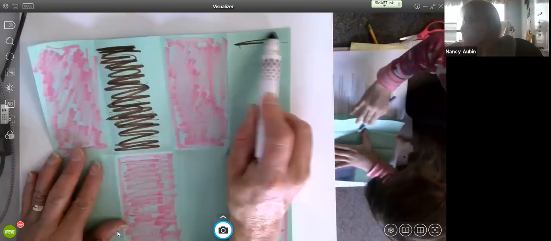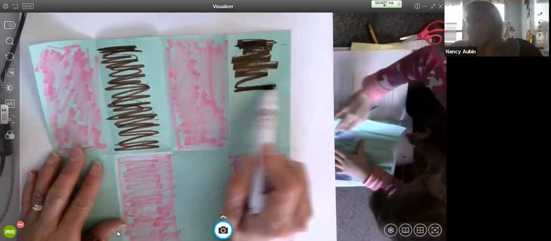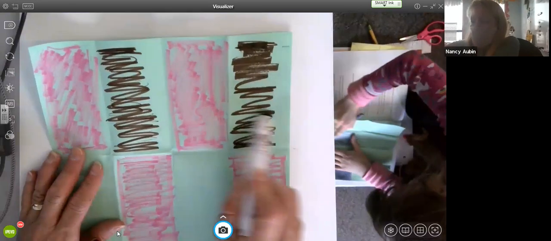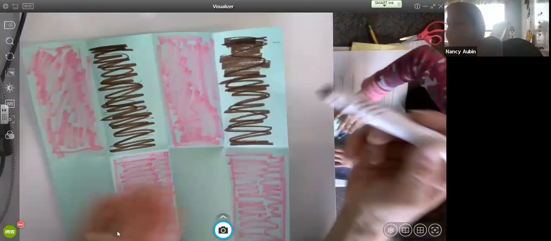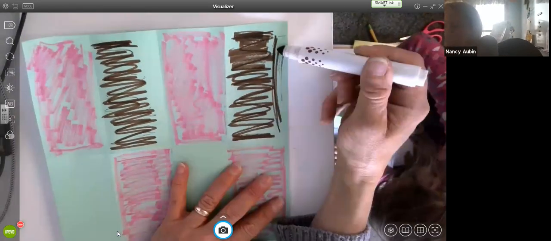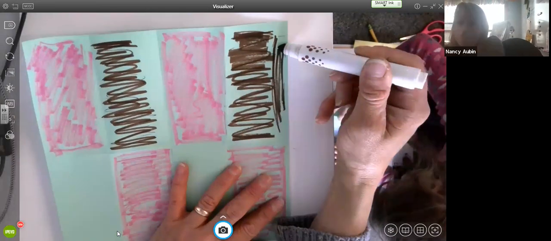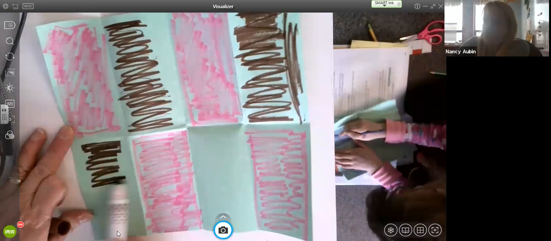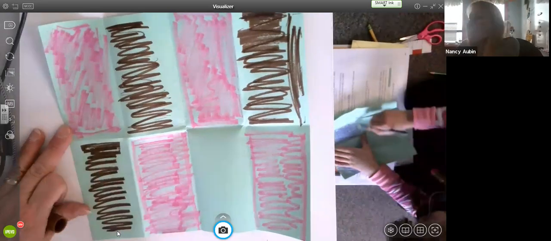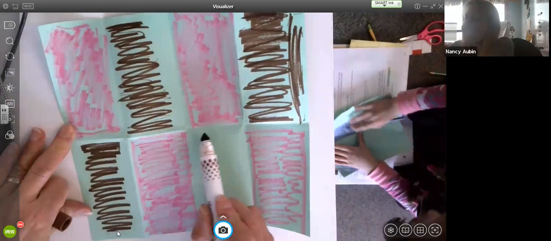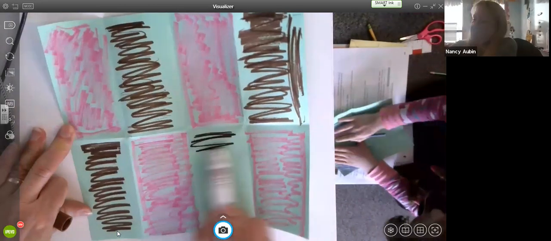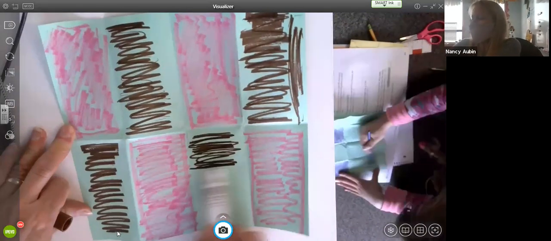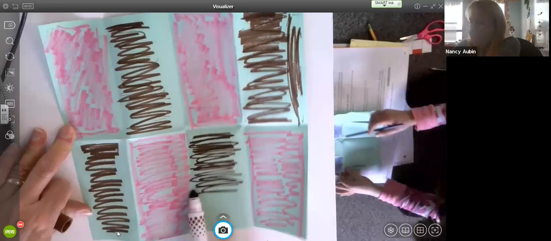August, I should see you coloring. I'm not sure what you're doing. Can you beat Mrs. Aubin? Haley did. Yeah, Haley still did. Well, don't make it fancy. We're being efficient. Mathematicians are efficient.